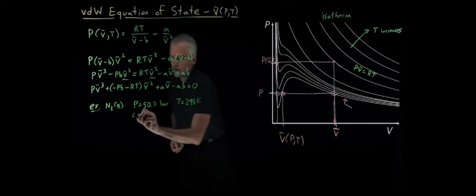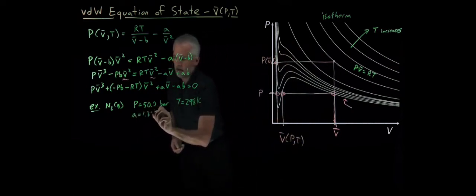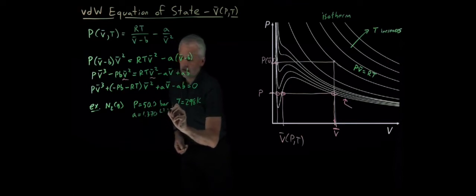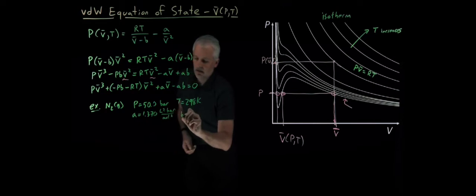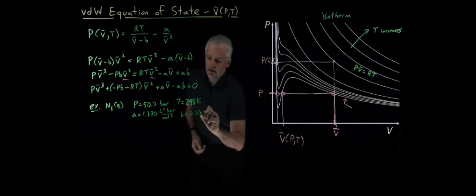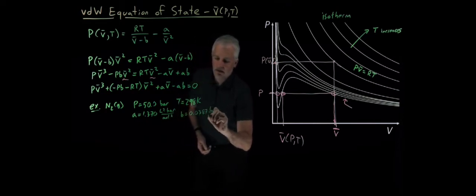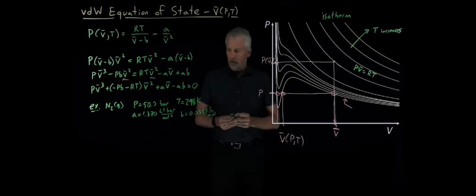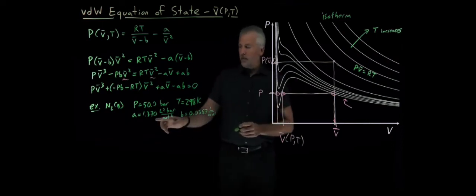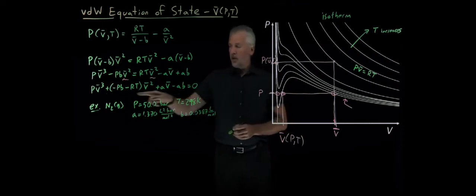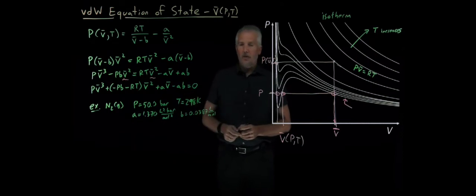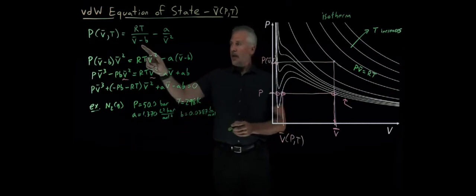And if we still know the van der Waals constants for nitrogen, if that's the problem we have and we want to know what is the molar volume, how do I go about solving this equation for V bar? One way to do that, let's back up to this step.